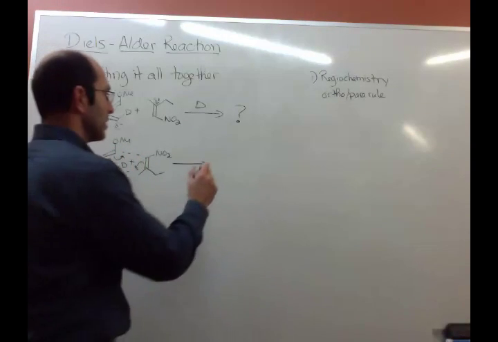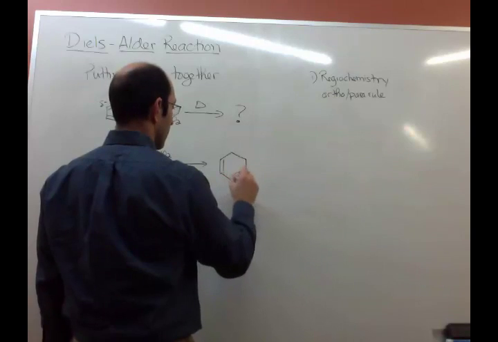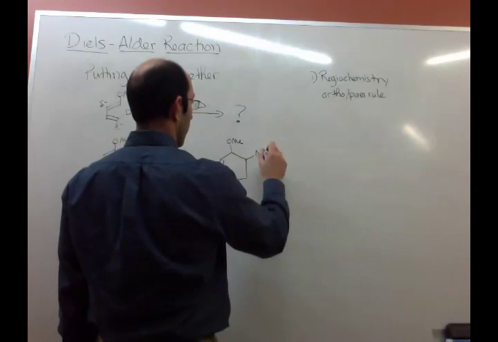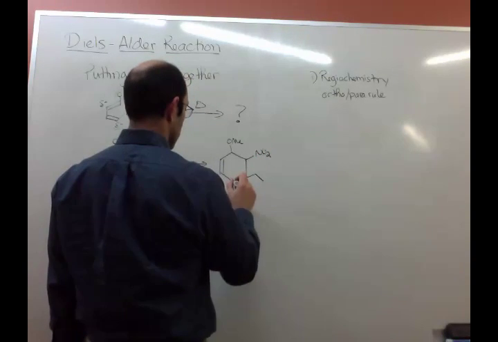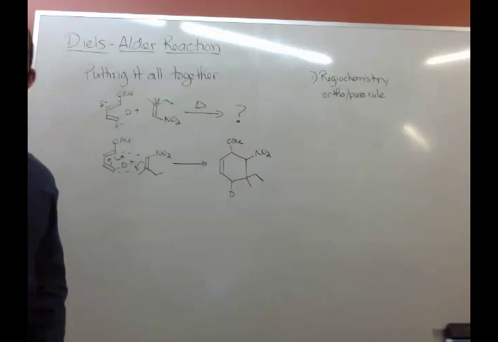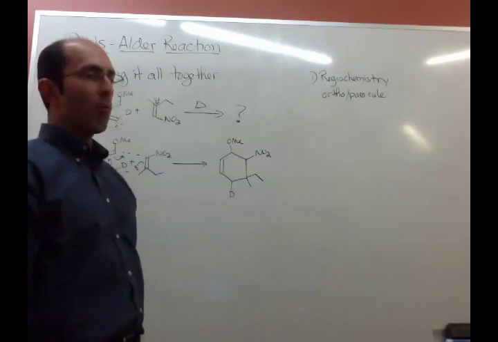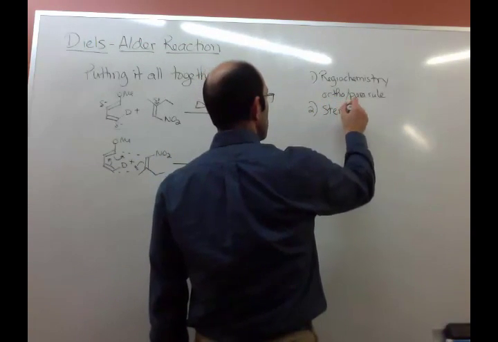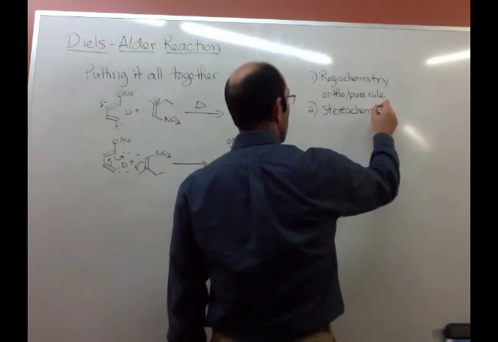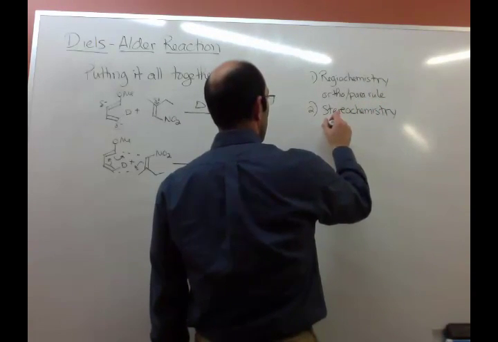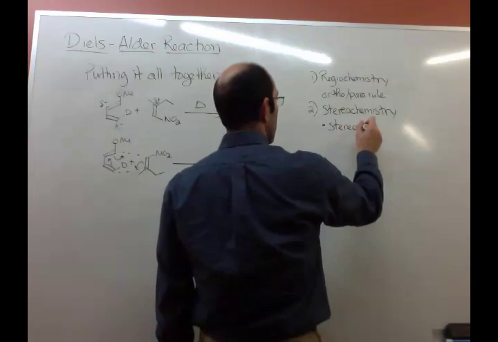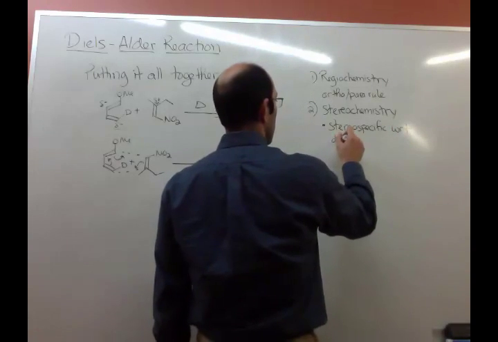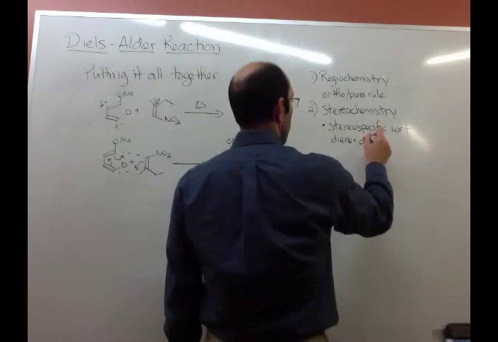We're going to form our cyclohexene, and initially, don't worry about stereochemistry. All right, so just get all the groups in the right spot, and then we can figure out what we're going to do in terms of the stereochemistry. So number 2, stereochemistry. So we're going to do stereospecific with respect to diene and the dienophile.